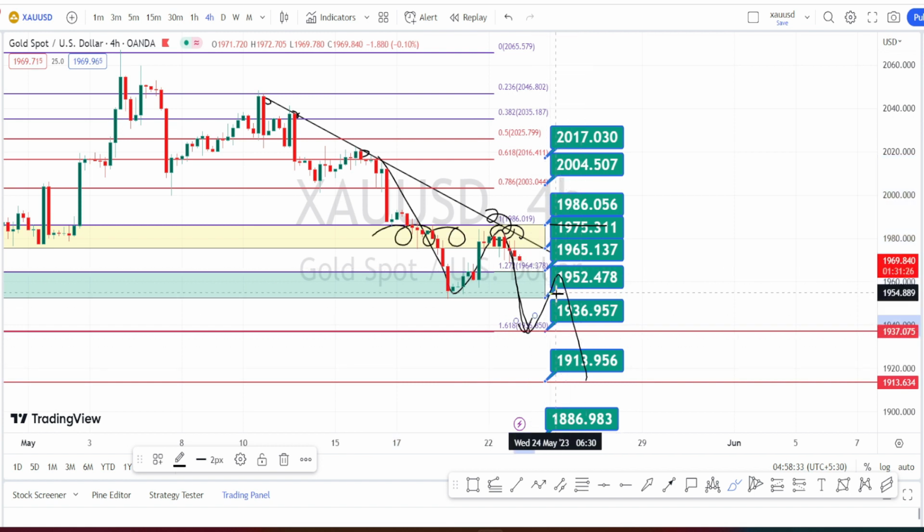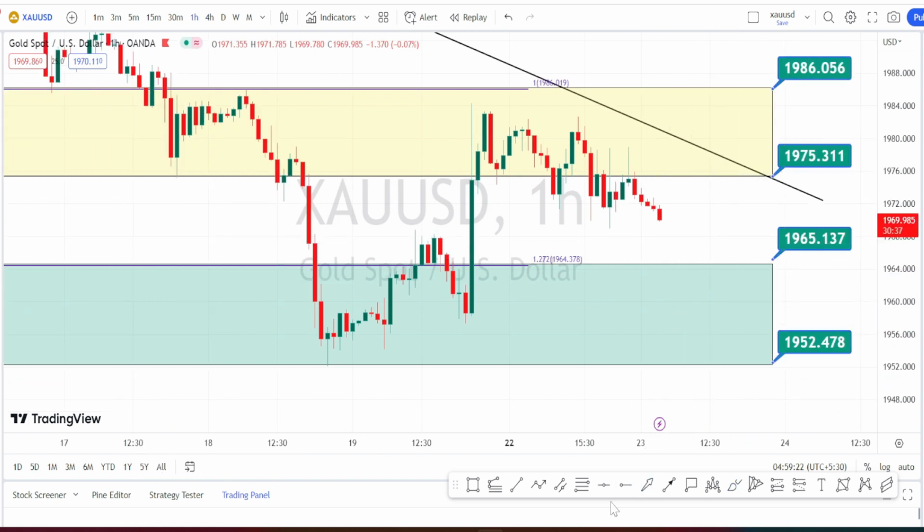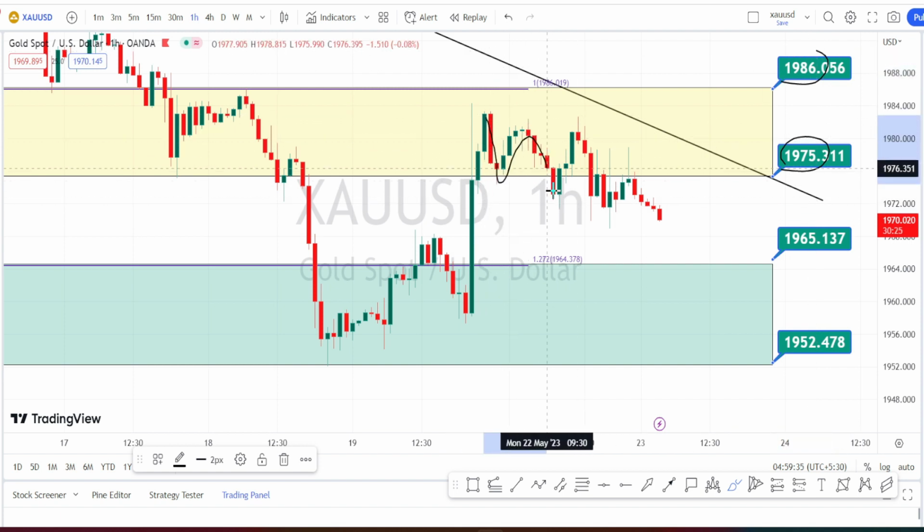Let us look at the price action in hourly time frame. I am in hourly time frame. In hourly time frame also we are noticing the price action to break this resistance zone which was between 1975 to 1986 and to continue trending on the bearish side retracement.